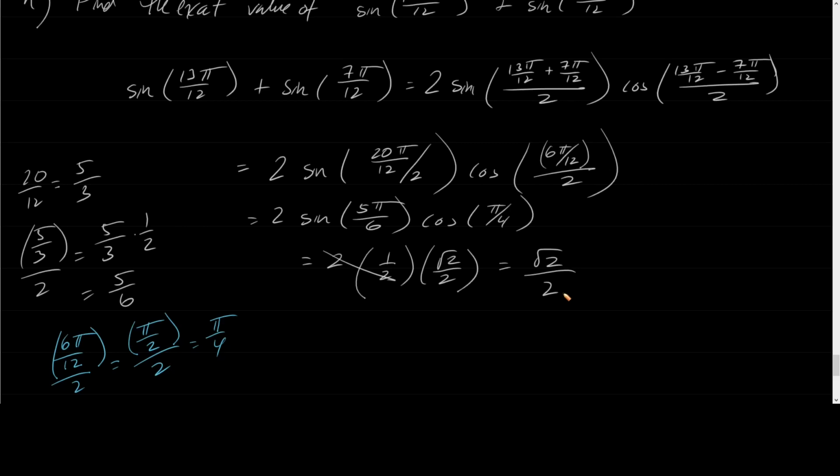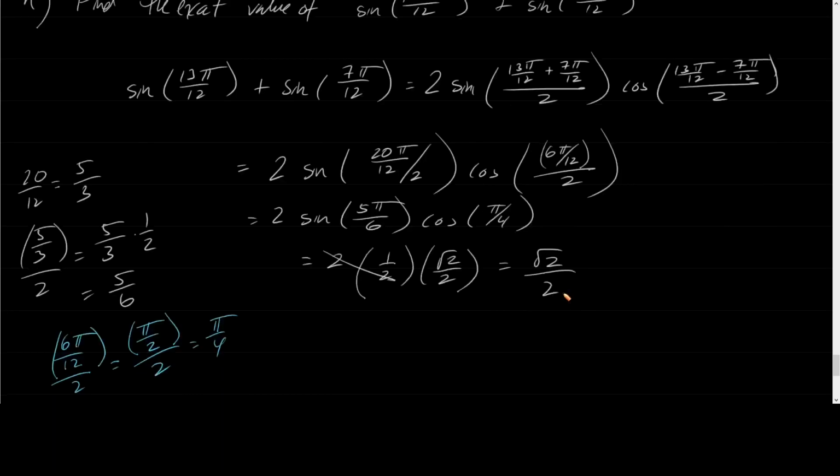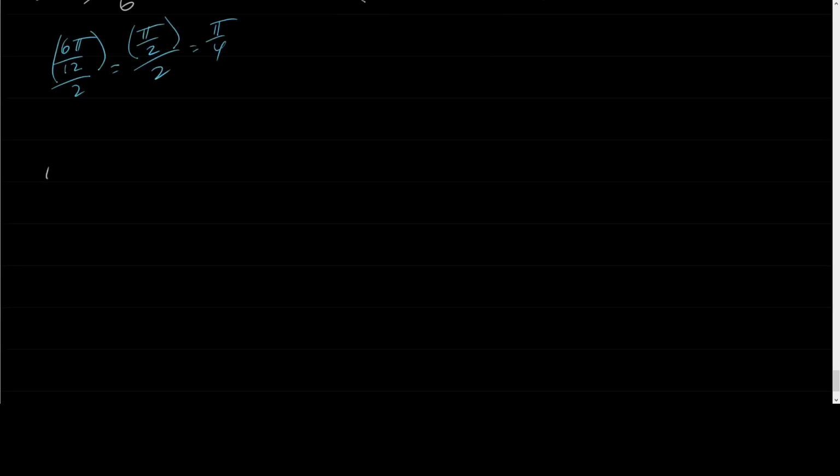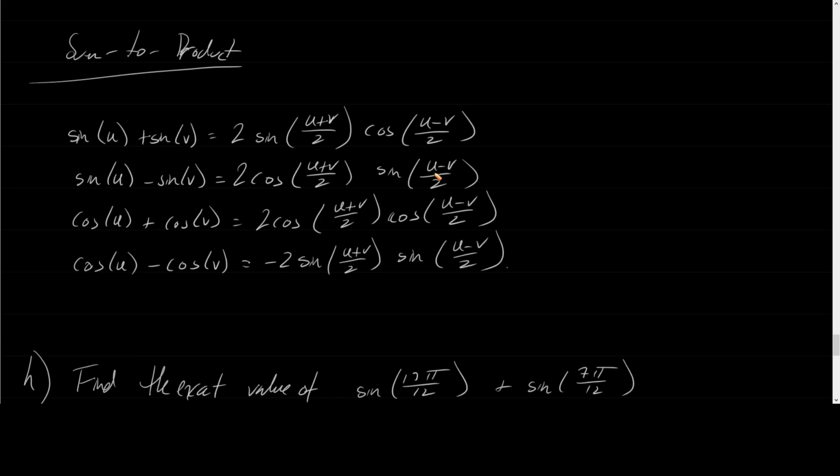Let's do another one that would allow us to solve some equations. So example I. Let's say I said solve sine of 4x minus sine of 2x equals 0. All right? Sine of 4x minus sine of 2x. Well, that's in this format, sine of u minus sine of v. So we're going to get 2 cosine of the sum over 2 times sine of the difference.